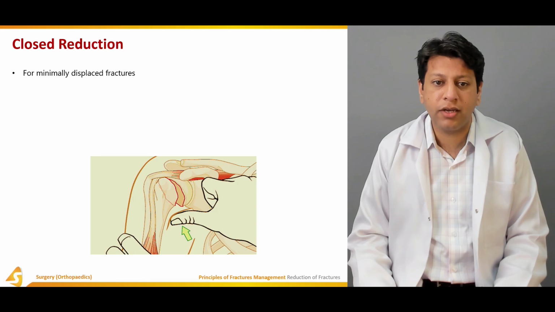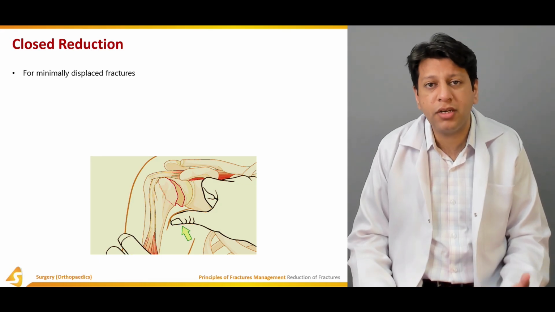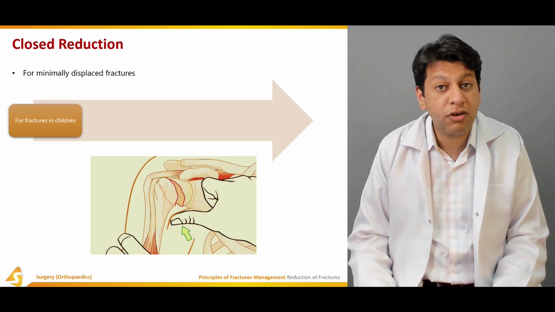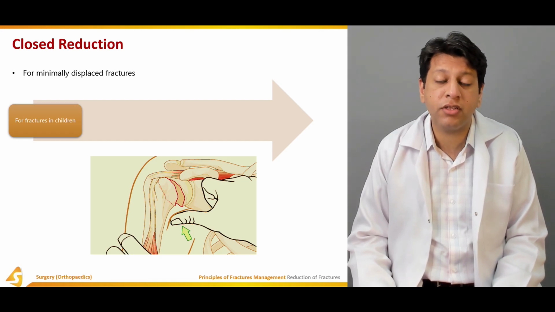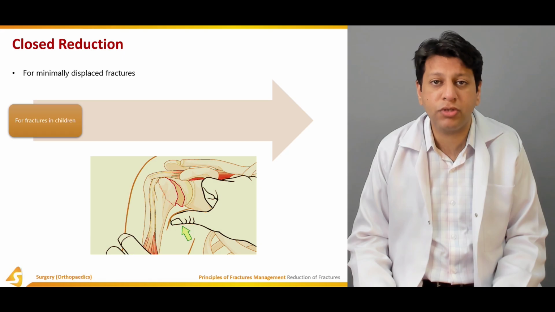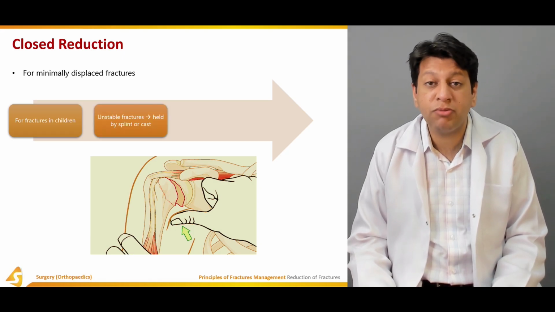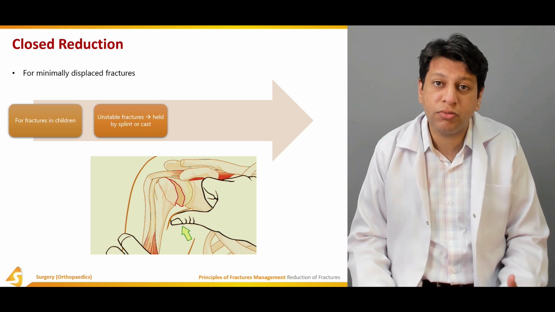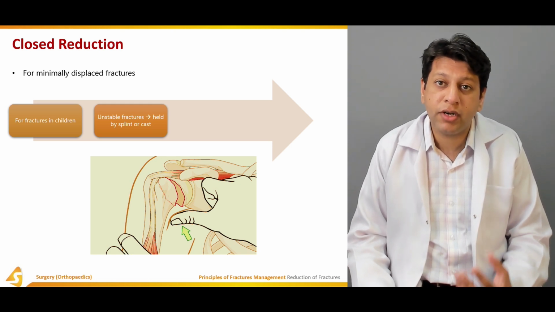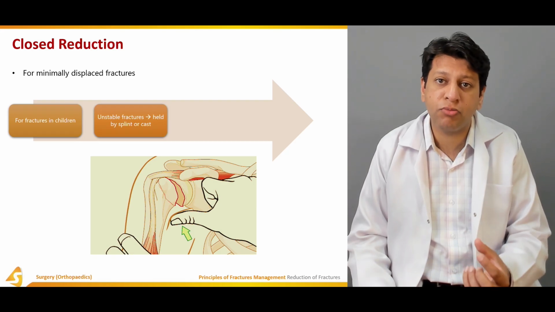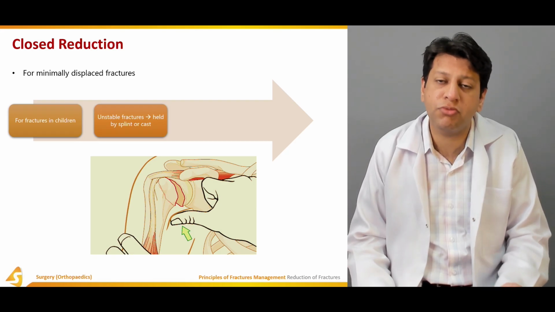Now, how to do closed reduction? Usually the indications include minimally displaced fractures. For fractures in children, there's usually a very good healing potential, therefore closed reduction is always a good option. Unstable fractures sometimes have so much comminution that doing an operative surgery on such small bony fragments would be more disastrous for the patient.